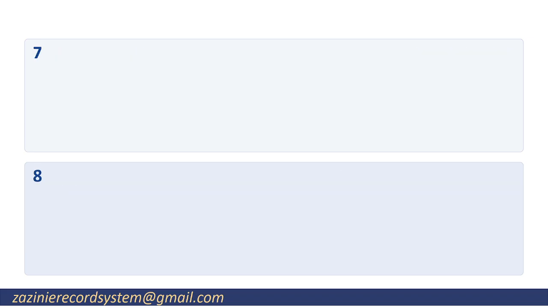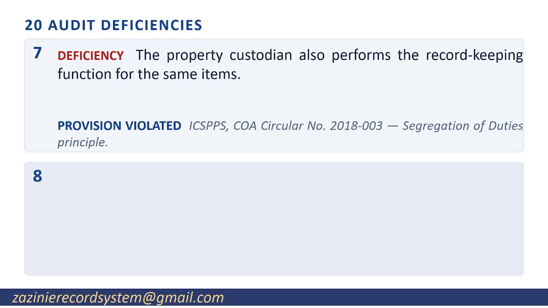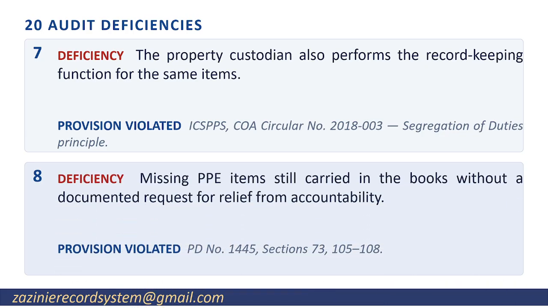20 audit deficiencies. Number 7. Deficiency: the property custodian also performs the record-keeping function for the same items. Number 8. Deficiency: missing PPE items still carried in the books without a documented request for relief from accountability.